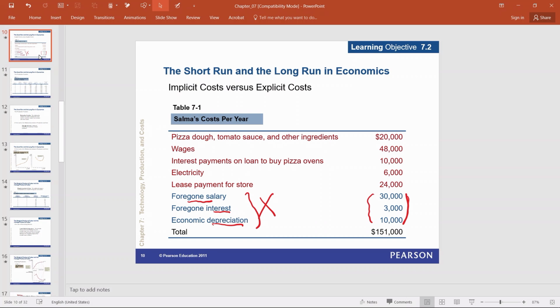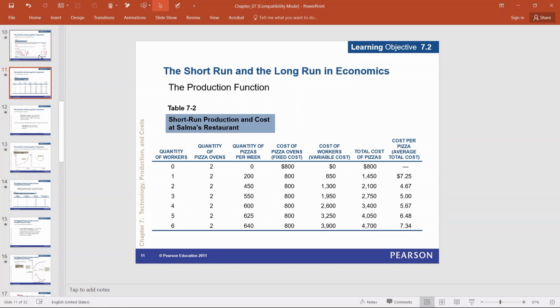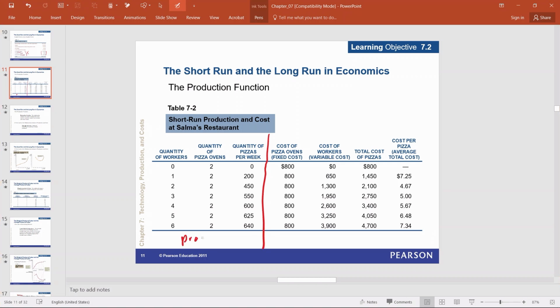Okay, now we will go to this numeric example that shows production and cost. These numbers and columns will show you the relationship between cost and production in the short run. So if I divide this table into two portions, this portion talks about production, and this portion illustrates the cost side of this firm.